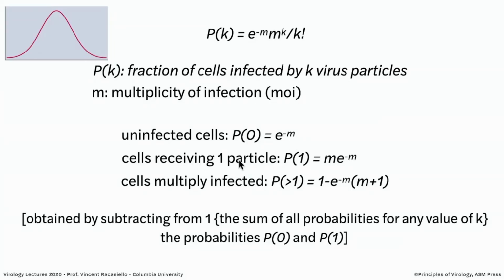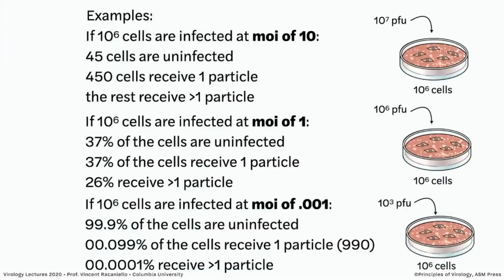And if you want to know how many cells get 1 particle, it's this: M times E to the minus M, and M is multiplicity, E is the natural log. And if you want to know multiply infected cells, that is what cells get more than 1 virus particle, it's this formula, 1 minus E to the minus M times M plus 1. And that's basically, you're subtracting from 1 the sum of all probabilities for any value of K, P0 and P1. So you're subtracting from 1 P0 and P1 to get P greater than 1. But in practice, it's very simple.